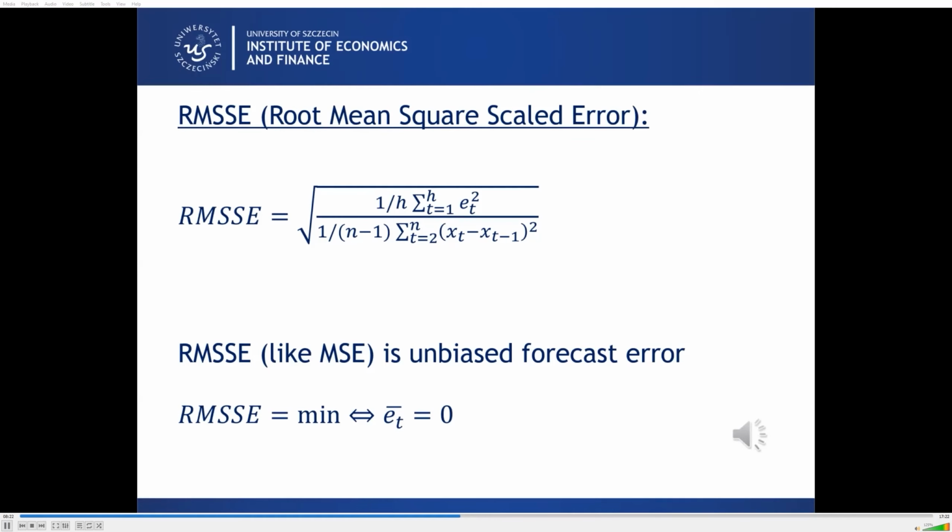The last discussed forecast error, root mean square scaled error, is my proposal. As you can probably see, this measure is very similar to MASE, mean absolute scaled error. The only difference is that root mean square scaled error is based on squared deviations between actual values and forecasts. Root mean square scaled error, like mean square error, is an unbiased forecast error. It is because it is minimal for unbiased forecasts.